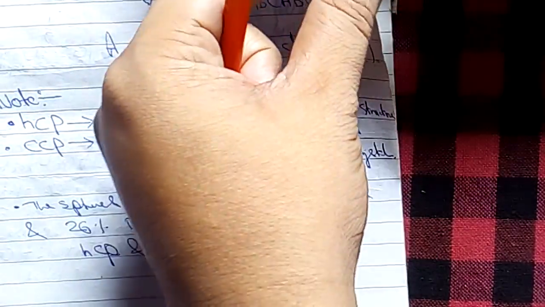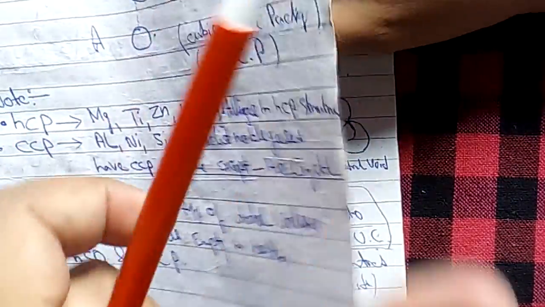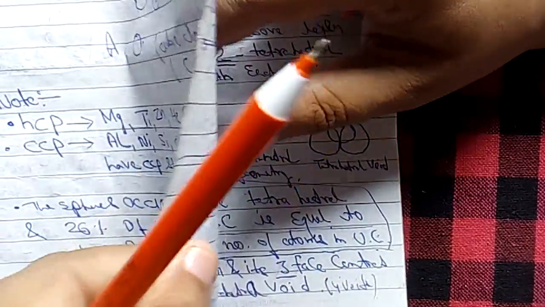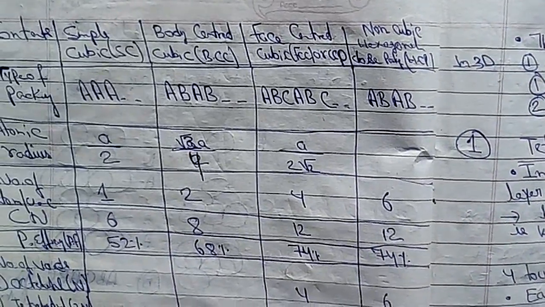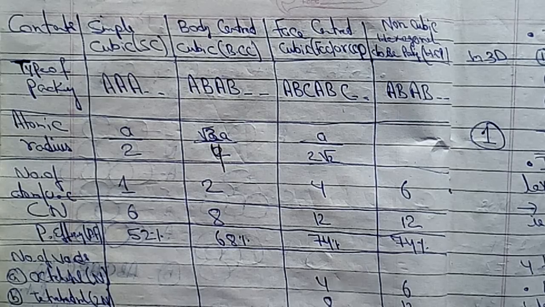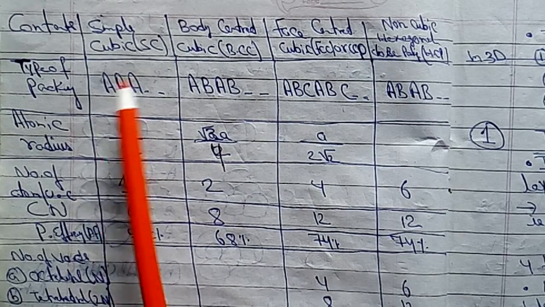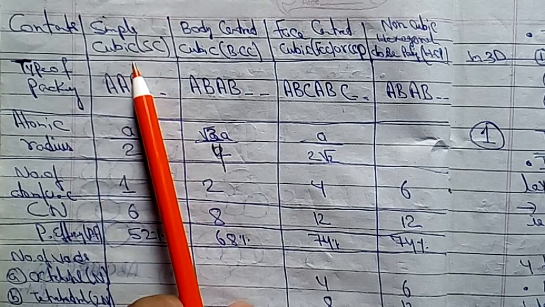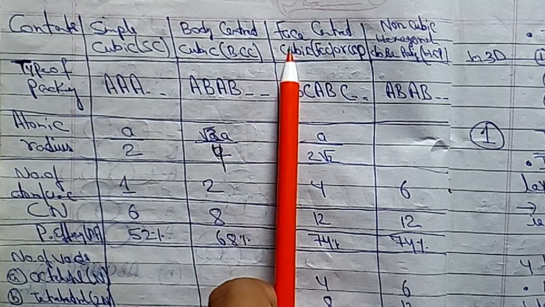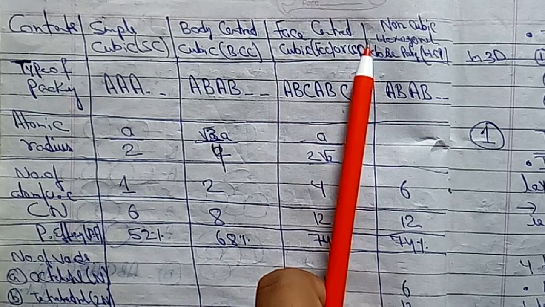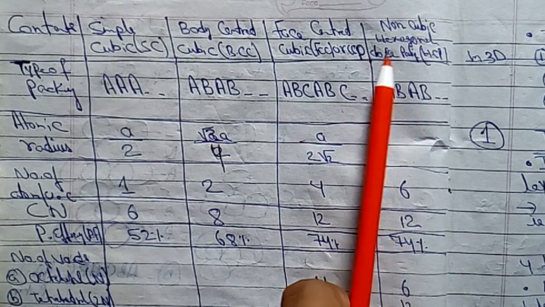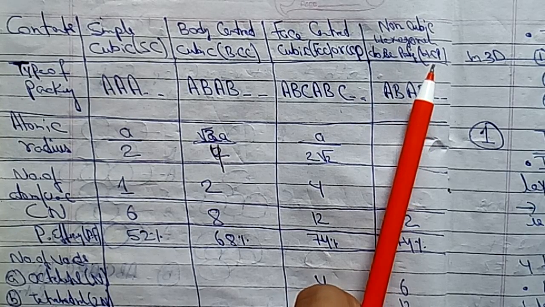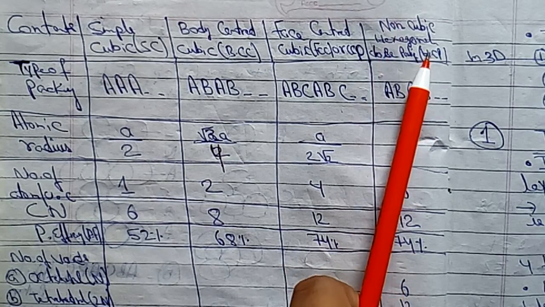Now we are going to see the sum up. That is very, very important. If you focus on this, you can understand all the concepts. So now in front of you is the sum up of all types of packing. Let's see. First is simple cubic crystal SCC, then body centered cubic crystal BCC, then face centered cubic crystal FCC or CCP, and the fourth one is non-cubic, hexagonal close packing, which we call HCP. That is non-cubic, that is hexagonal.